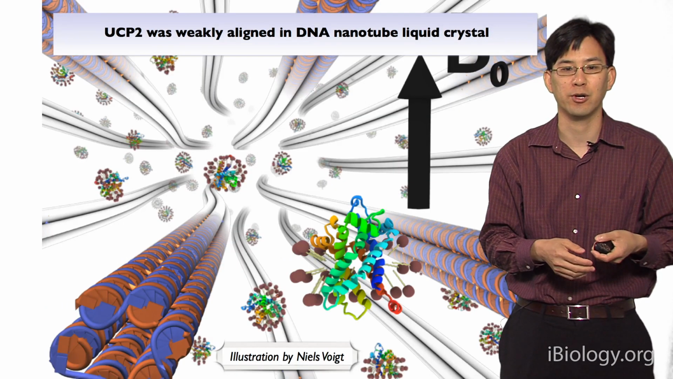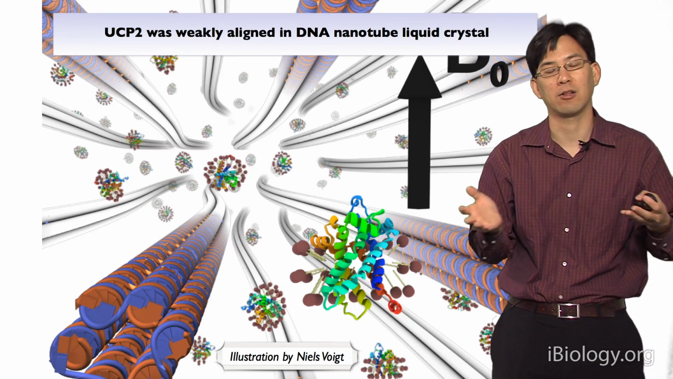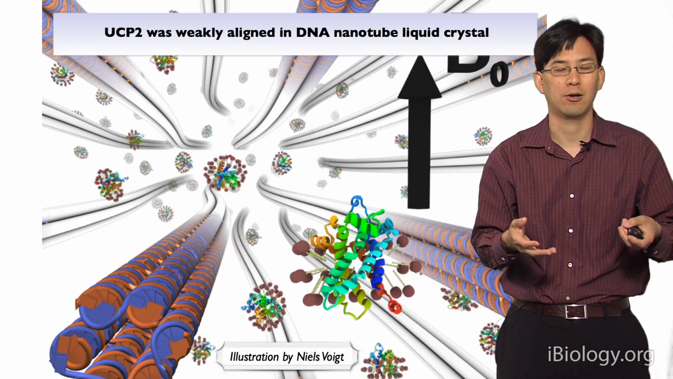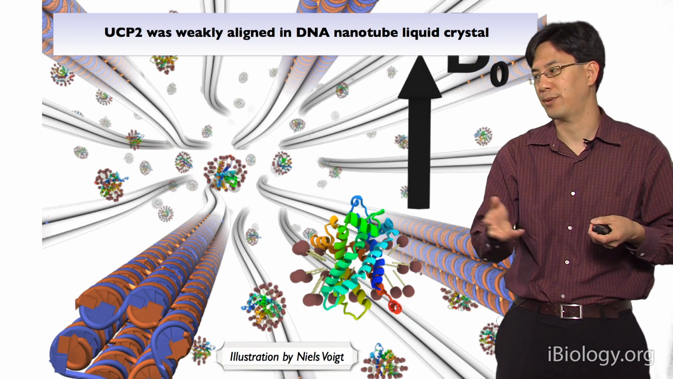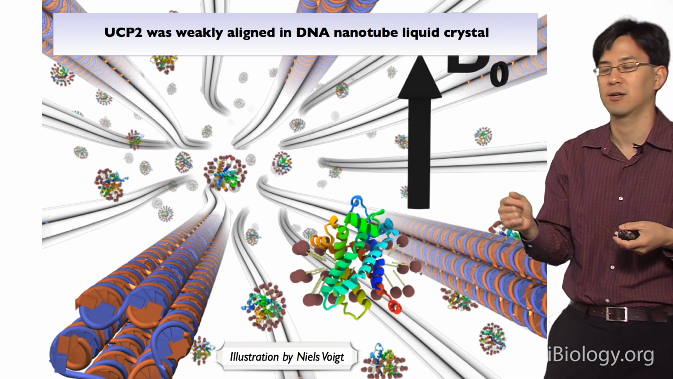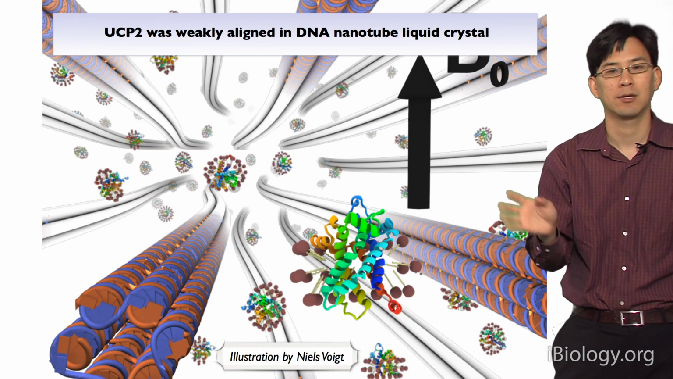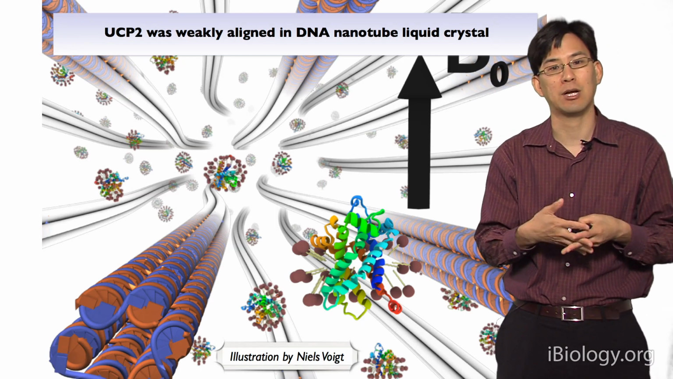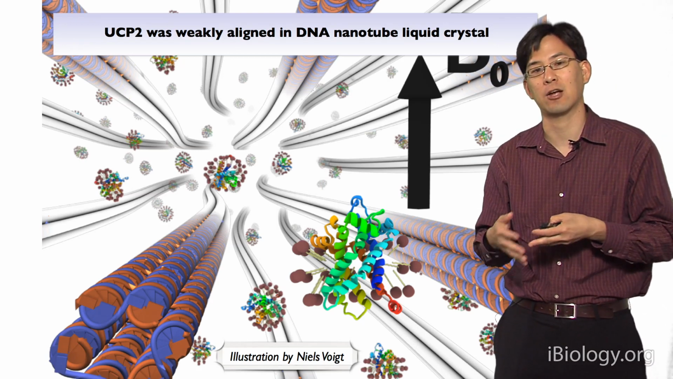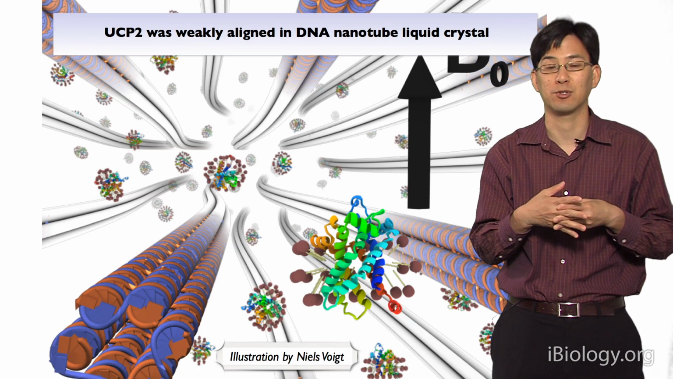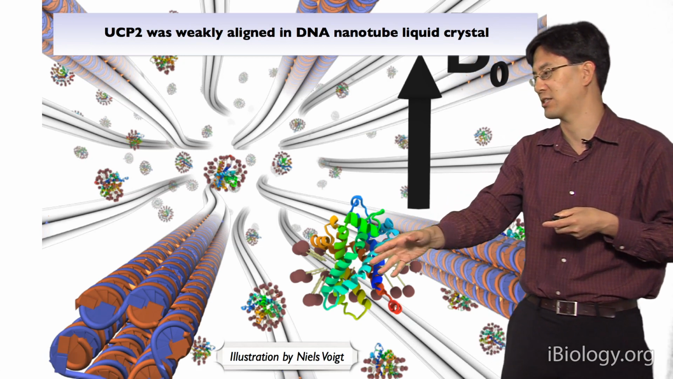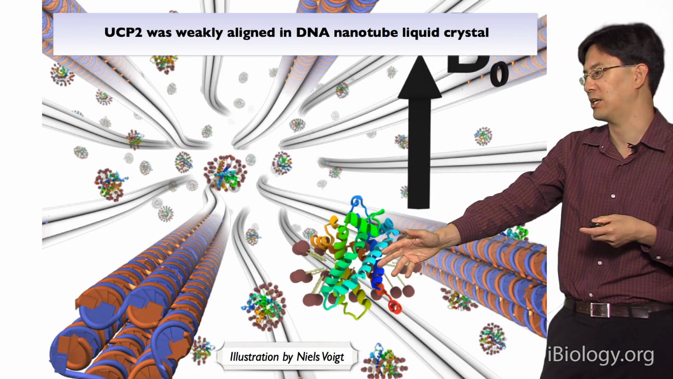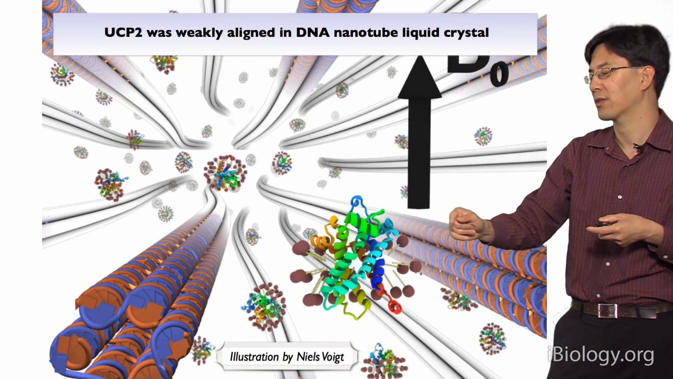But to make a long story short, once he was able to generate a large amount of the protein in a homogeneous state, he was able to mix it with our DNA nanotubes, weakly align the protein, use that to measure the dipole-dipole couplings, and then use that to calculate the atomic resolution backbone structure of the protein. And so this is the crystal structure of this protein. It's a 6-transmembrane helix protein.